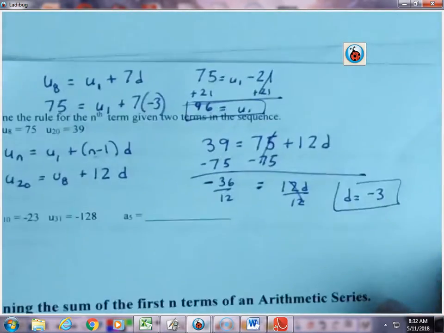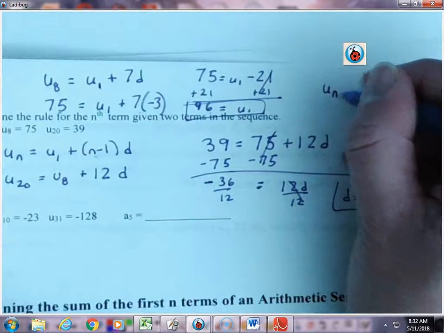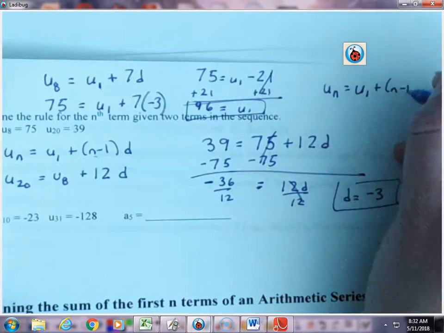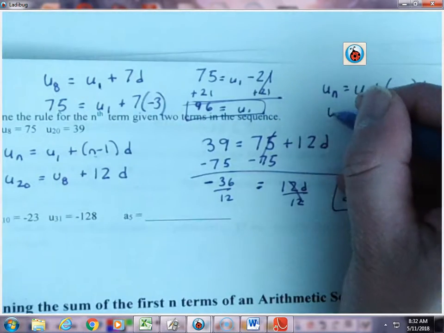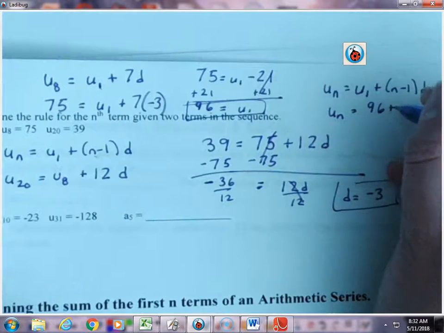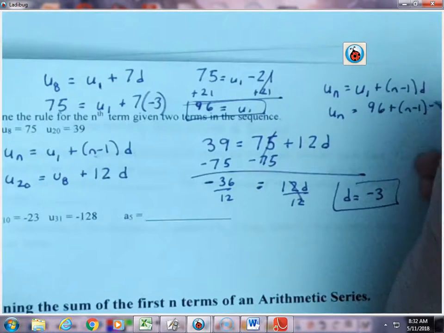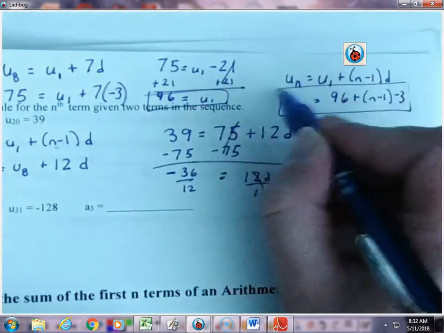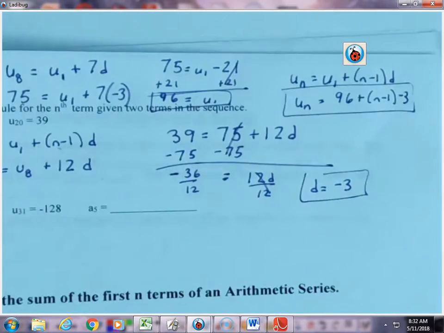So if you know your d, and you know your u sub 1, you can combine it and get a formula to find any term you want. So you just write the general formula, u sub n equals u sub 1 plus n minus 1 d. And you would just substitute in the u sub 1 and the d. So 96 plus n minus 1 times negative 3. And that's what they actually wanted. Was, hey, you know these 2 random terms, you know it's arithmetic, find a general formula. What do you think about that?